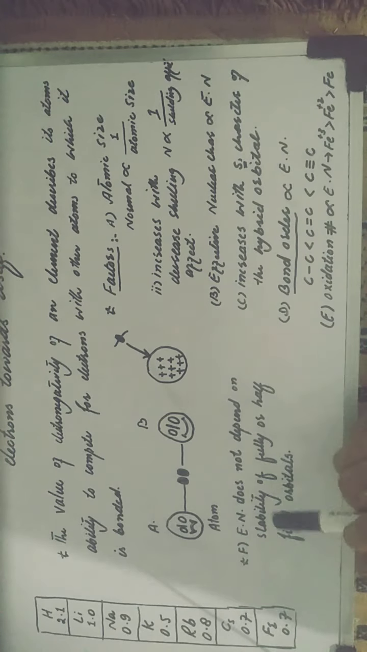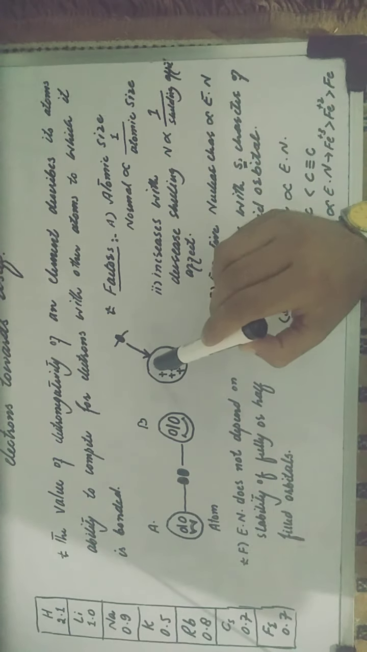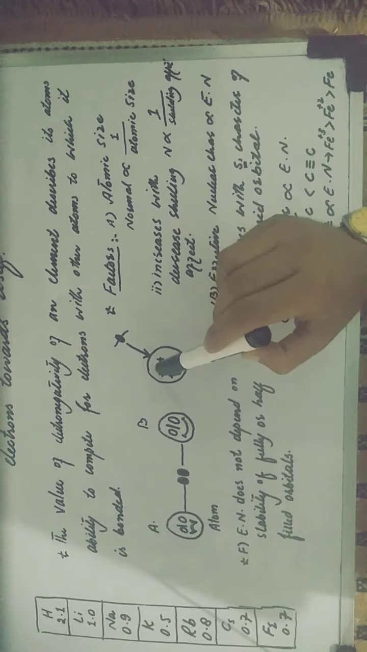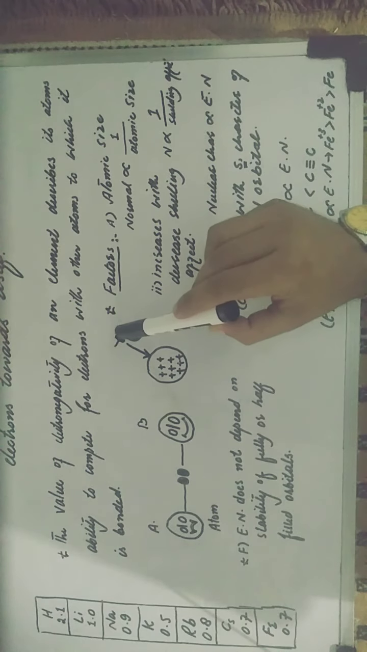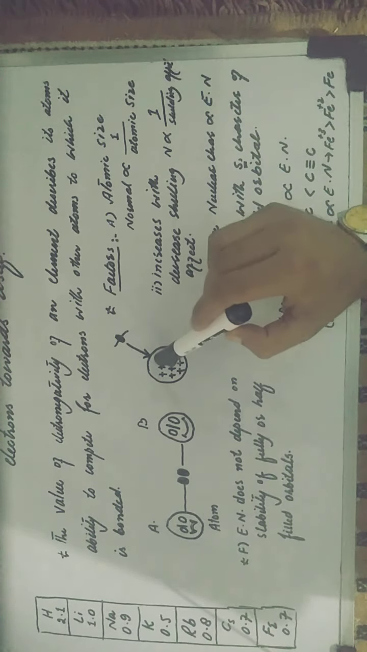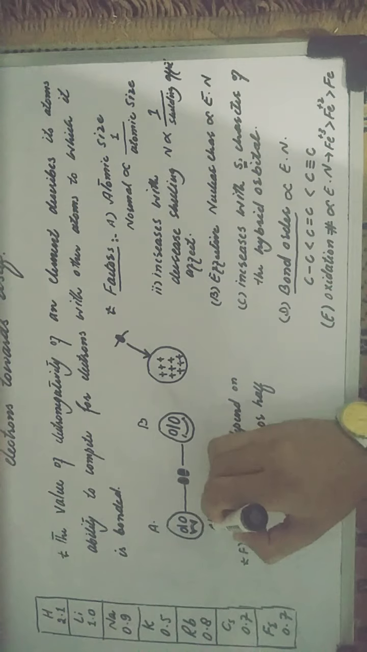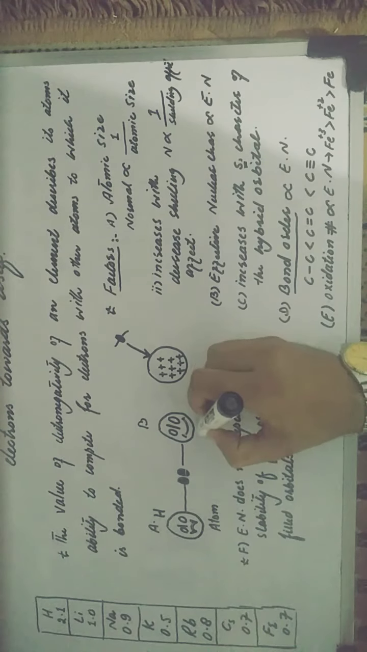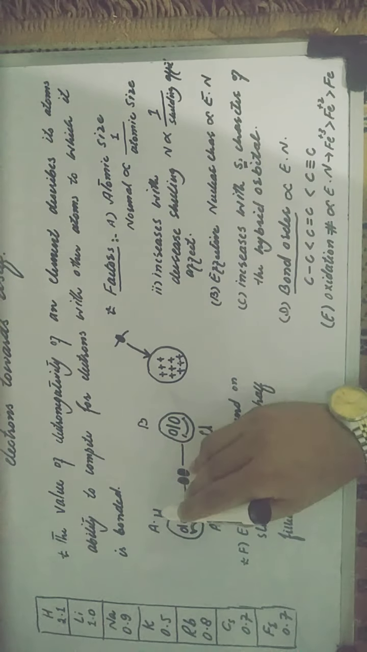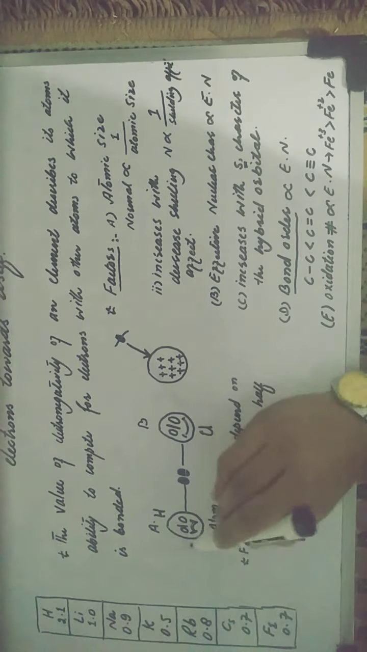And electronegativity does not depend on the stability of fully or half-filled orbitals, because electronegativity is the tendency of an atom's nucleus to attract the bonded electrons towards itself in a molecule. For example, if we consider hydrogen and chlorine, we see that chlorine has higher electronegativity than hydrogen. That's why the electron pair is much closer to the chlorine than the hydrogen atom.